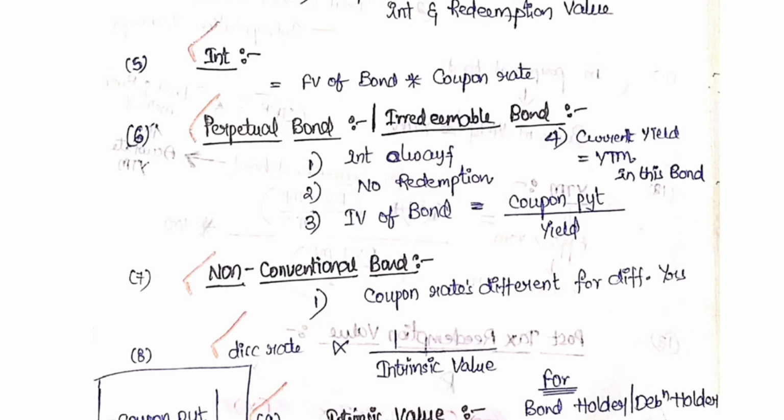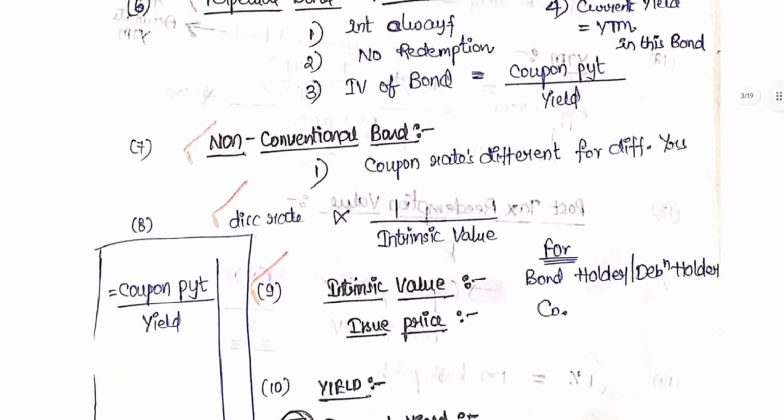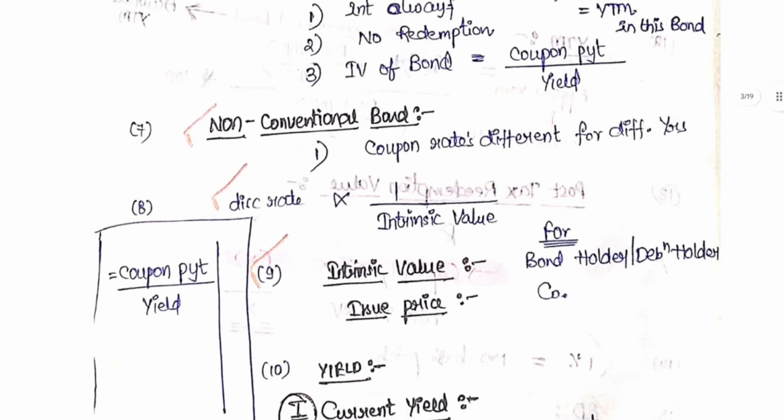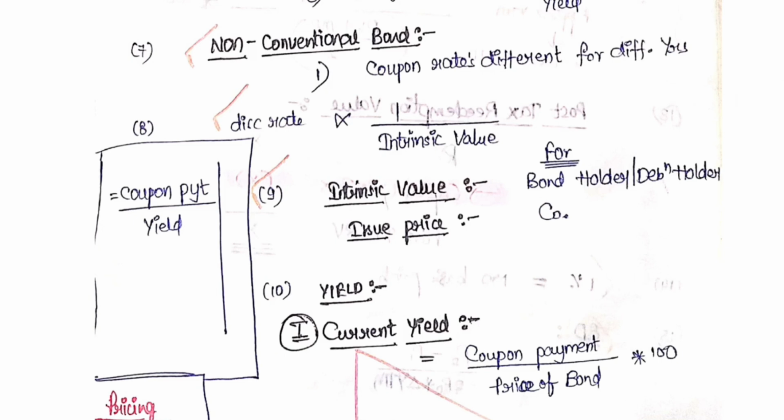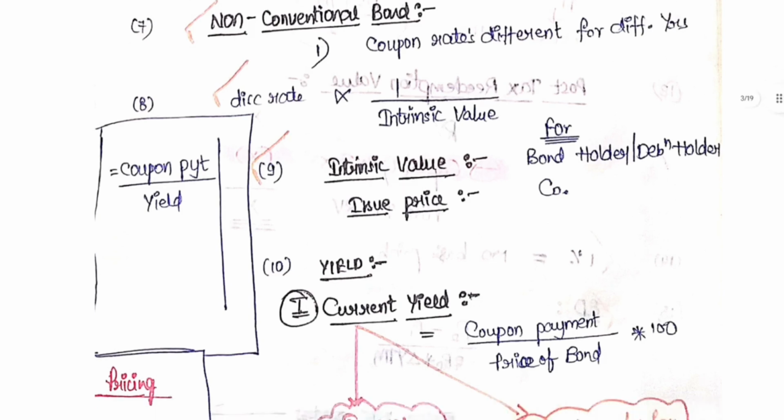Perpetual bond or irredeemable bond. Interest is always paid. In case of a perpetual bond, there will be no redemption. Intrinsic value of the bond equals coupon payment divided by yield. Current yield equals YTM in this bond. Non-conventional bond. In case of a non-conventional bond, coupon rates are different for different years. Discount rate is inversely proportional to intrinsic value. From the bondholder's or debenture holder's point of view, it is called intrinsic value. From the company's point of view, it is called issue price.